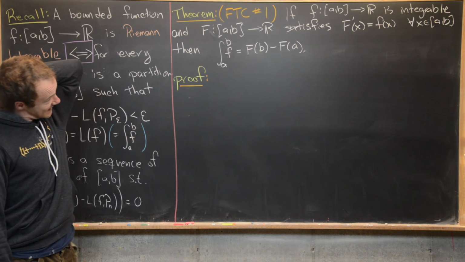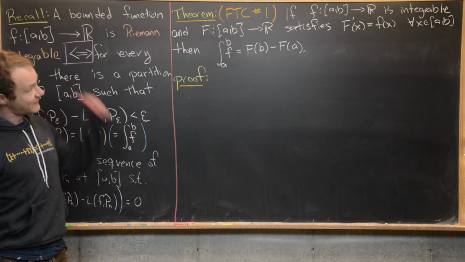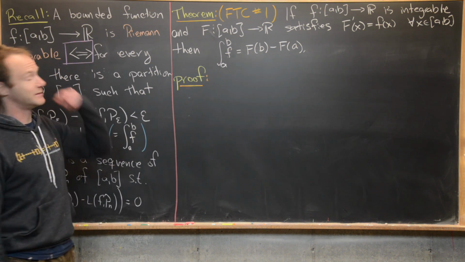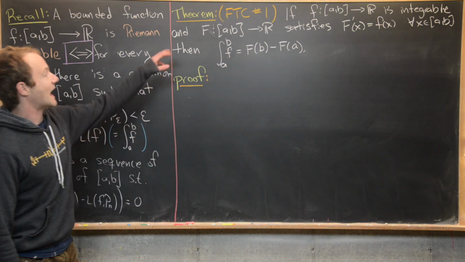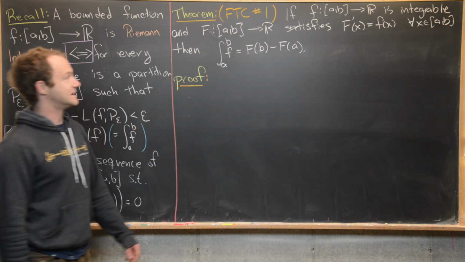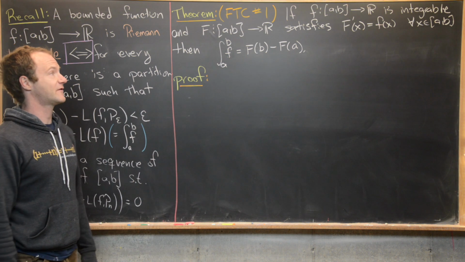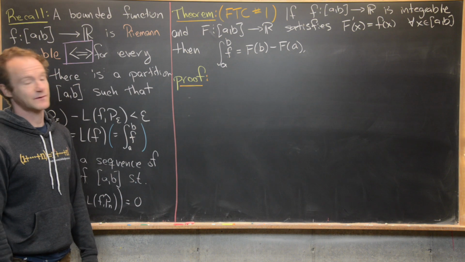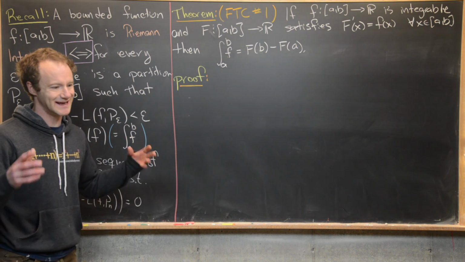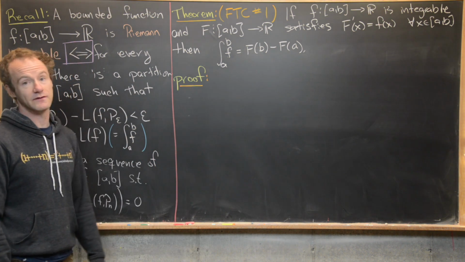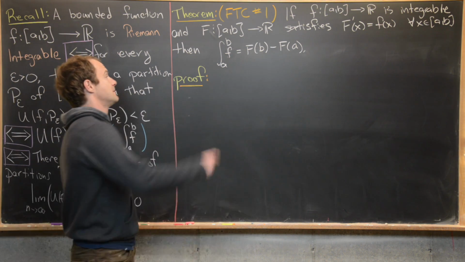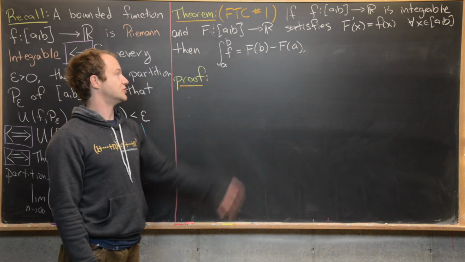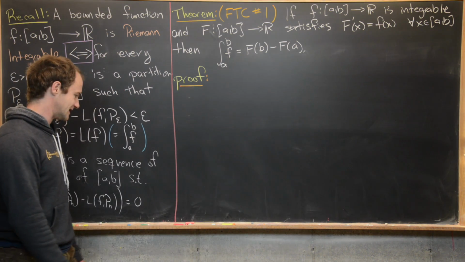Okay, so now we're going to prove Fundamental Theorem of Calculus part 1. And so this says that if we've got a function f from [a,b] to R and it's integrable, so in the background we're assuming that it's a bounded function, and capital F from [a,b] to R satisfies the rule that F prime of x equals little f of x for all x in [a,b]. So in other words, it is an antiderivative of little f. Then the integral of f over the interval [a,b] is equal to capital F evaluated at b minus capital F evaluated at a.